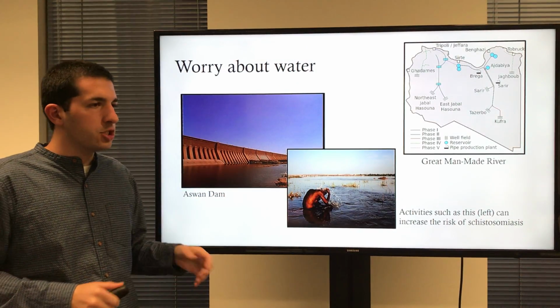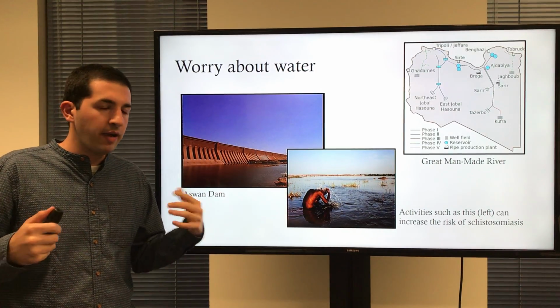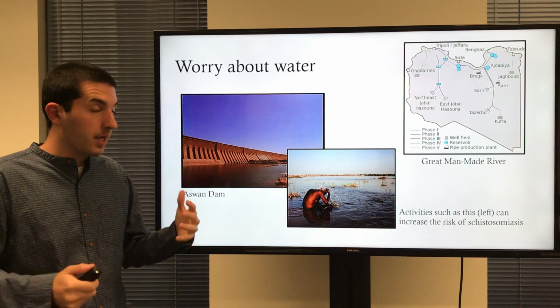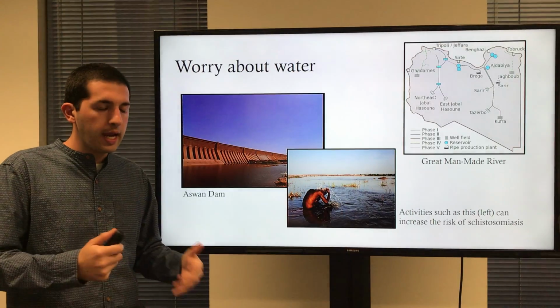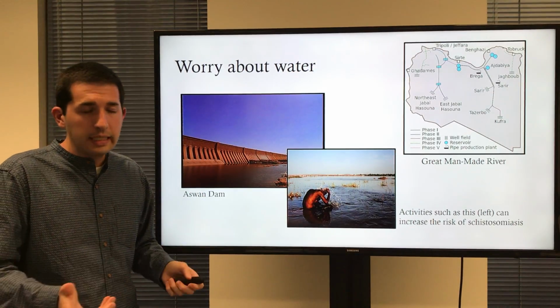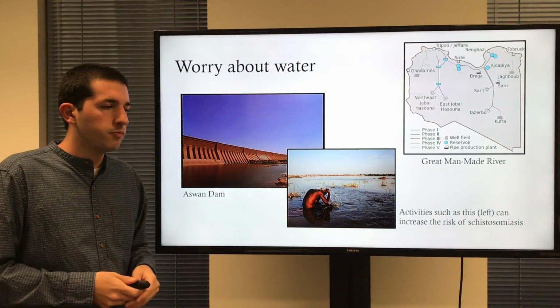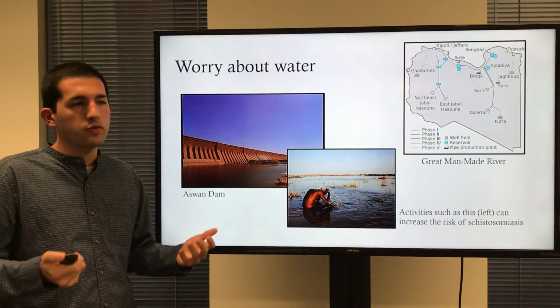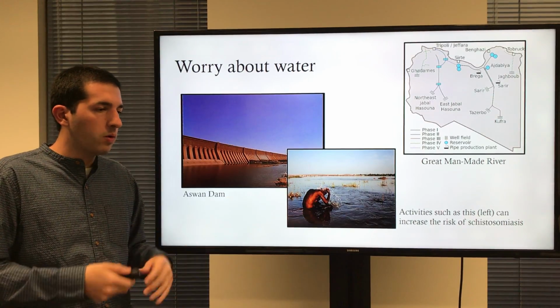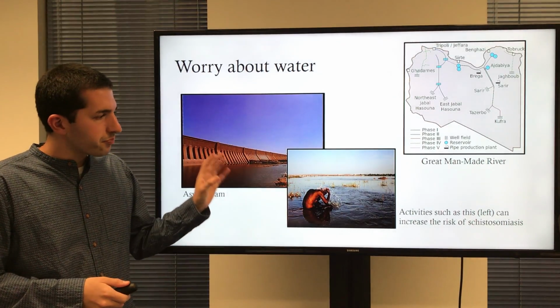It's had an increase in schistosomiasis. That is a vector-borne disease. Activities such as this leave you vulnerable to it when you're recreating or bathing or messing around in fresh water, especially unclean fresh water. There's a freshwater parasite, a worm that comes from freshwater snails and infects people with schistosomiasis.